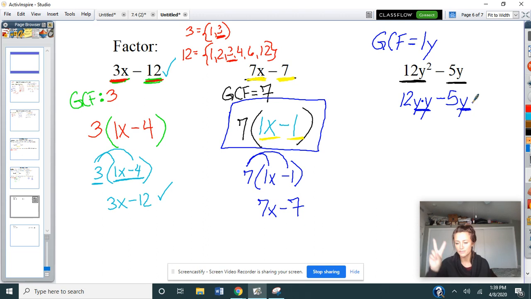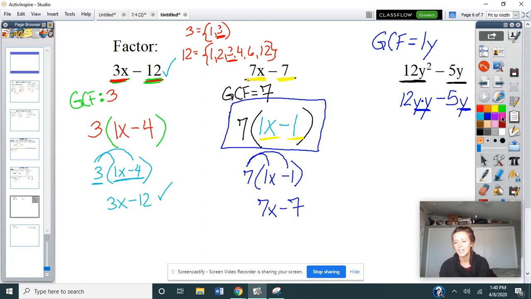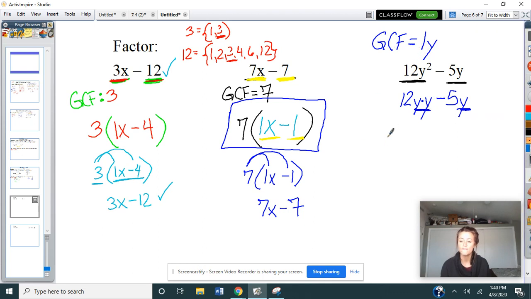So for instance, if I have 2 fingers, my other hand has 1 finger. What do they have in common? Well, they have fingers in common, but how many do they both have in common? Well, he has 2, but he doesn't have 2. So you can only take out 1 from each. I might have just made that more confusing. But anyway, so let's try this. So the GCF now is 1y. So we're going to factor that out.